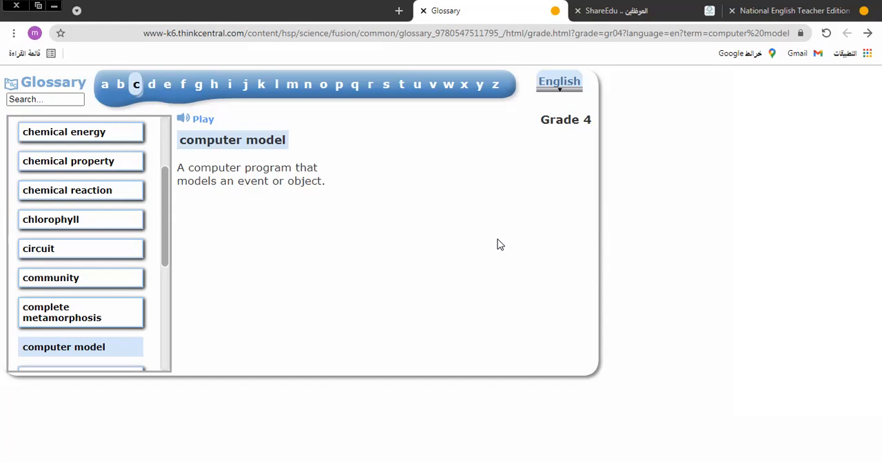Tables. Yeah. You know, all engineers use computer models to design a home, for example, or to design a new electric device. So a computer model is a computer program that models an event or object. Okay, thank you.